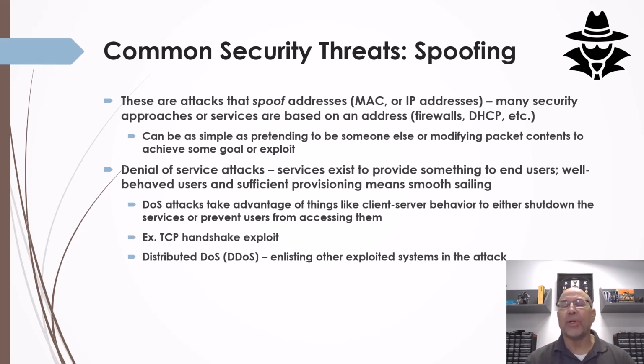So what does somebody do when they're spoofing an address? Well, it might be as simple as pretending to be you or a valid node on the network. But it might also be that the traffic itself is being modified. So they're not pretending to be you, but they're passing off traffic that gets by firewalls or that is valid for a particular service. And denial of service attacks are targeted against usually services that are providing our network infrastructure.